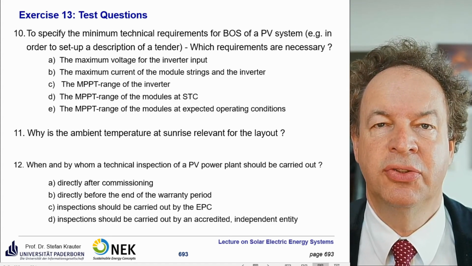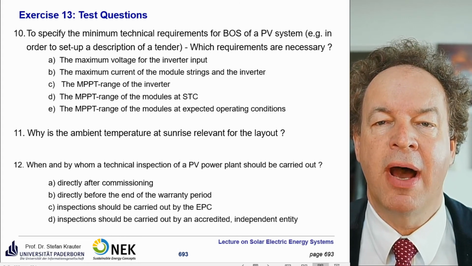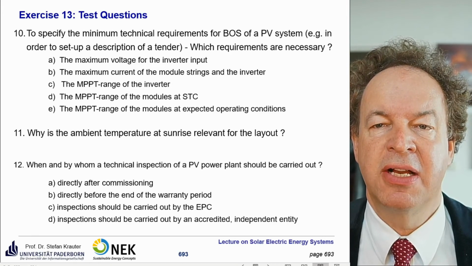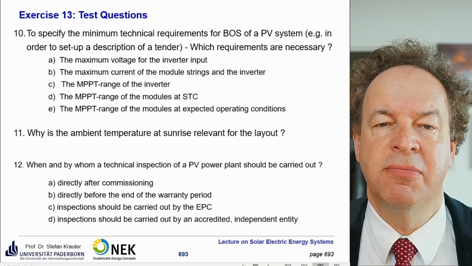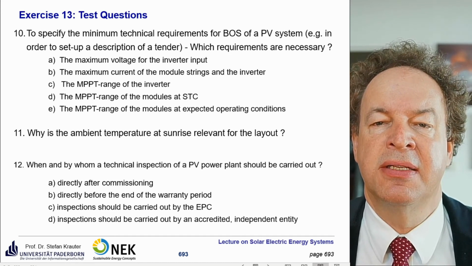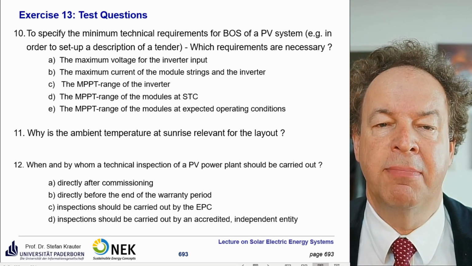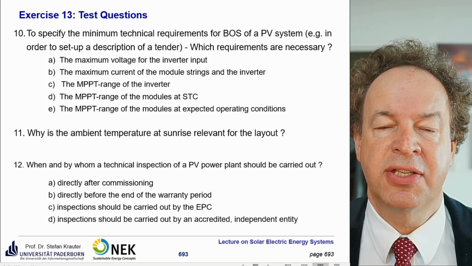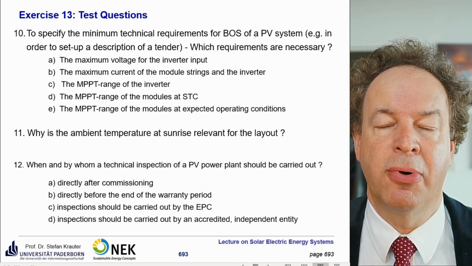So we come to question number 10. To specify the minimum technical requirements for BOS, that means balance of system costs of a PV system, for example, in order to set up a description for a tender, which requirements are necessary? A, the maximum voltage of the inverter input; B, the maximum current of the module strings and the inverter; C, the MPPT range of the inverter; D, the MPPT range of the modules under standard test conditions; E, the MPPT range of the modules at the expected operating conditions.